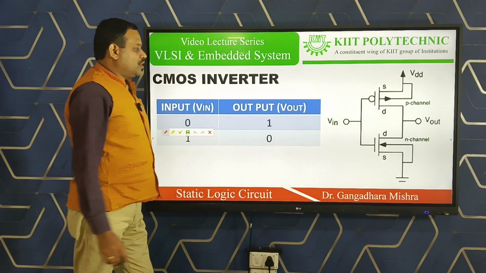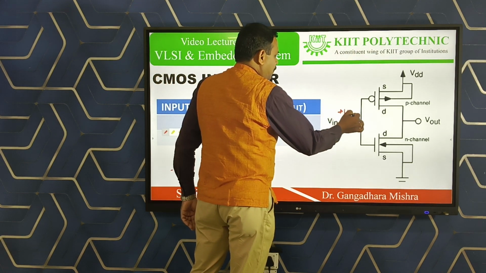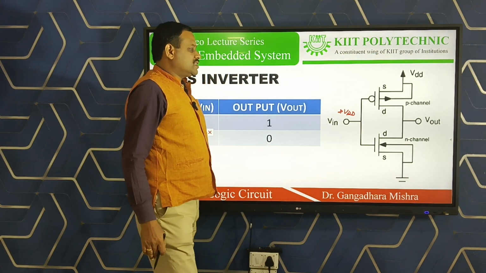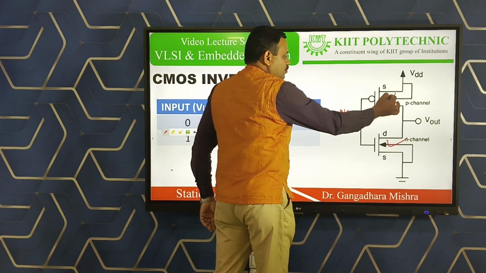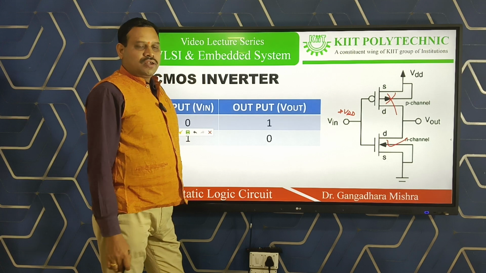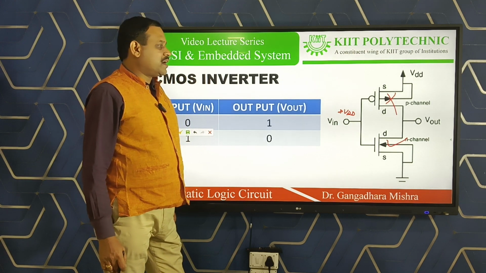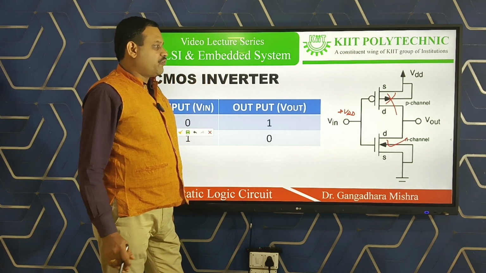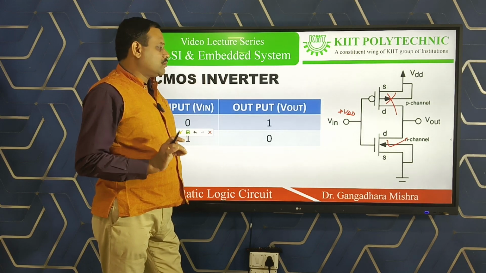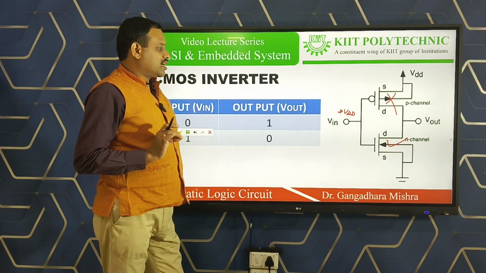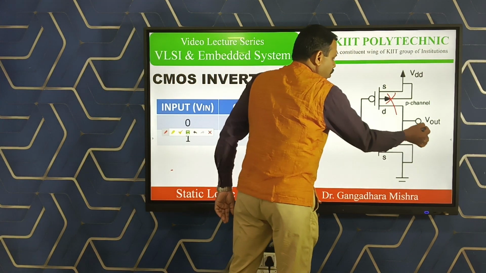Let's see the second case, where the input is logic 1. Logic 1 means, let's say, plus VDD. We apply plus VDD to the input. In this condition, our NMOS transistor is driven to the conduction state and the PMOS to the cutoff state. As a result, the PMOS in cutoff offers a very high impedance path for VDD to reach Vout. So VDD will not be able to reach Vout, but due to the conduction state of the NMOS transistor, the ground will be available at Vout. So Vout will be driven to the logic 0 state.